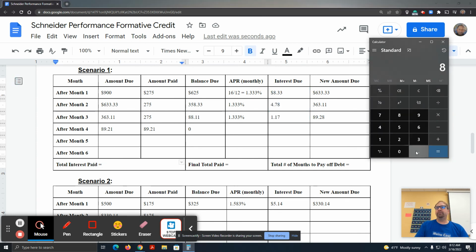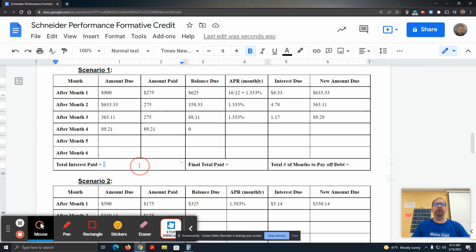So 8.33 plus 4.78 plus 1.17 equals 14.28. So the total amount of interest that you paid on that is 14.28. And we totally paid not just the $900, not just the 14.28, but together, $914.28 is what we totally paid for the books that should have cost us $900. We paid $14 in interest.